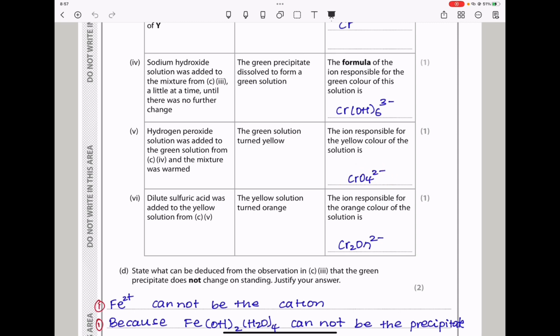The next part is very predictable. Once you see this, the next step is going to be addition of an acid. So they say dilute sulfuric acid was added to the yellow solution, and yellow solution turned orange. The ion responsible for the orange color, of course, it's going to be dichromate ion, which is that.